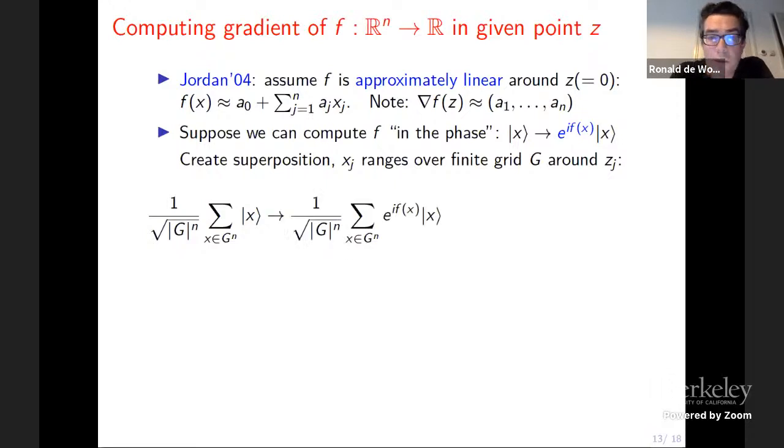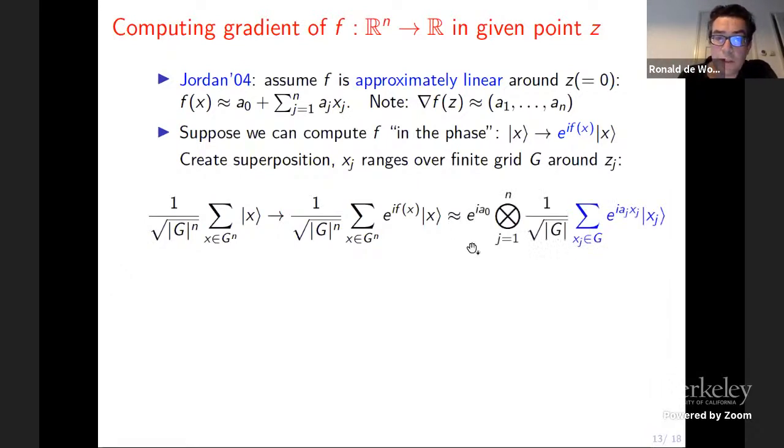And then we compute in superposition this function value in the phase. And because the function value is essentially a linear function, some nice factorization happens. First of all, this A0 comes out of the sum. It's a global phase and it doesn't matter. The other parts factor very nicely into n pieces. So approximately what you have created now is a global phase, which is irrelevant, and then an n-fold tensor product, where each of the product states is essentially the Fourier transform of the number aj that you're trying to extract.